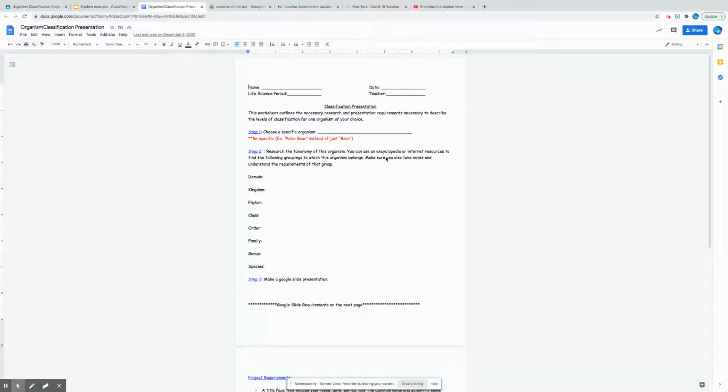Make sure that they are reputable sources and make sure that you take notes so you understand the requirements of that group. For instance, domains. You can be in the domain Eukarya, Archaea, or Bacteria. If you're in the domain Eukarya, the characteristic that would put you there is that the cells of that organism have a nucleus. If you are in the domain Archaea or Bacteria, the cells of those organisms would not have a nucleus, right? So that's the characteristic of that domain.